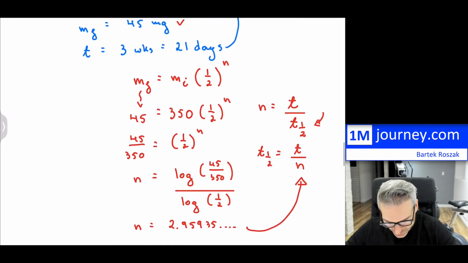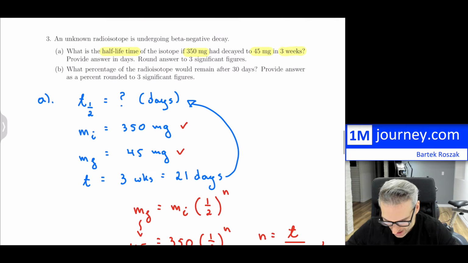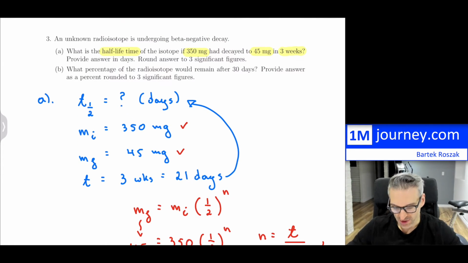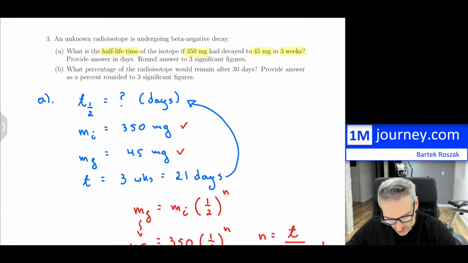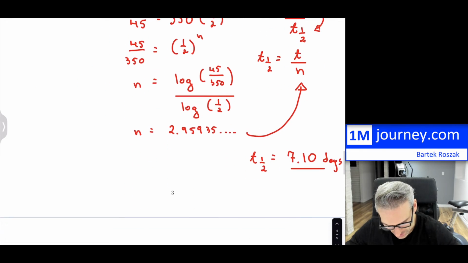Okay, so that was part A. Now let's jump into part B. What percentage of the radioisotope would remain after 30 days? So after 30 days, what would remain? Provide the answer as a percent rounded to 3 significant figures. Okay, so this is for part B.